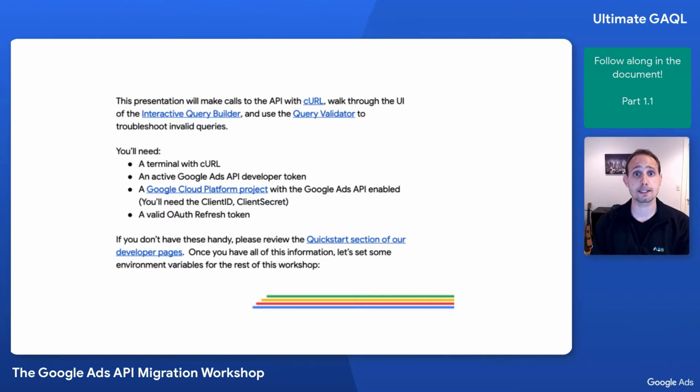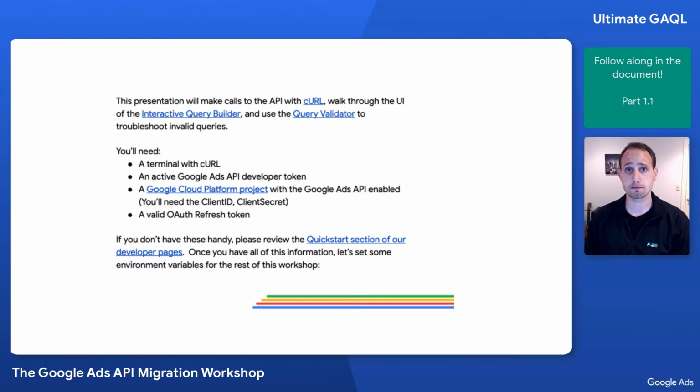The next thing you're going to need is a terminal, and that terminal is going to need curl. It's going to need an active Google Ads API developer token. You're also going to need a Google Cloud project that has Google Ads API enabled, and have your client ID and client secret for that project as well. And the last thing you're going to need is a valid OAuth refresh token. Once you have all of these things, we can go ahead and start moving on.